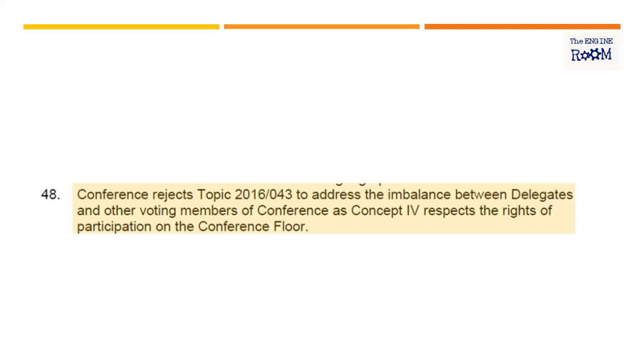Concept 4 usually comes in to calm down the debate and have us remember that democratic rights are really important as well. And in this case, Concept 4 respects the rights of participation on the conference floor. It was literally seen here as more important than the suggested change to the imbalance, which would have probably meant taking votes off those who are non-delegates. And so again and again, we see that Concept 4 is something we use to rejig or recalibrate AA's focus on what its focus needs to be.